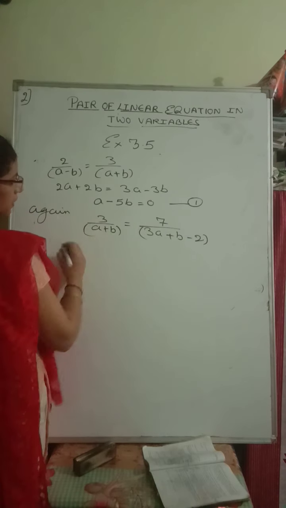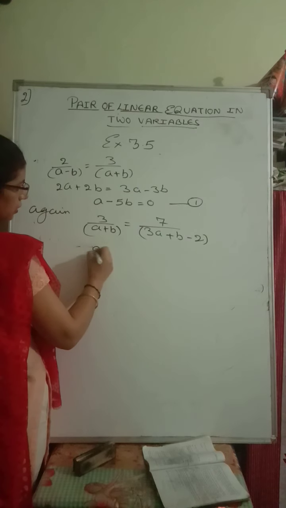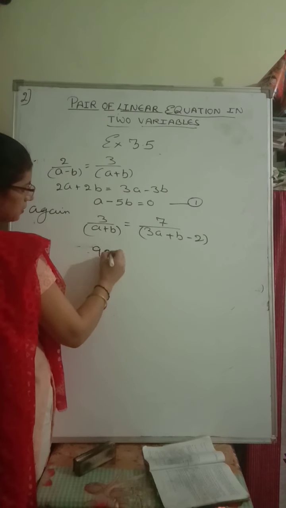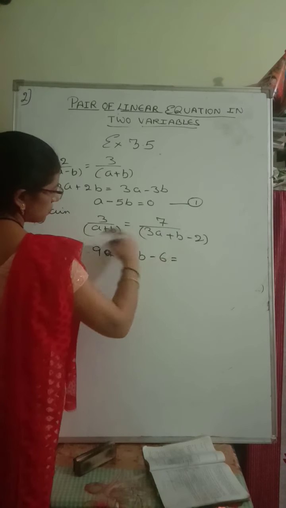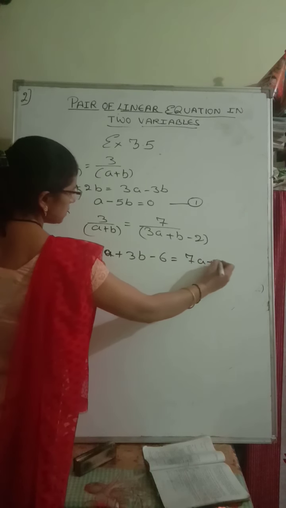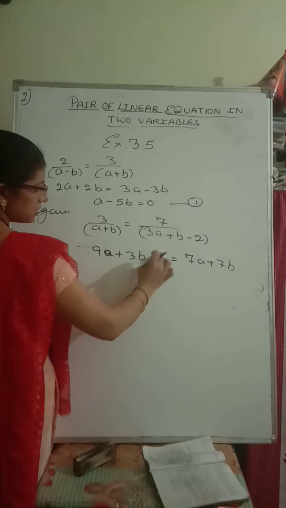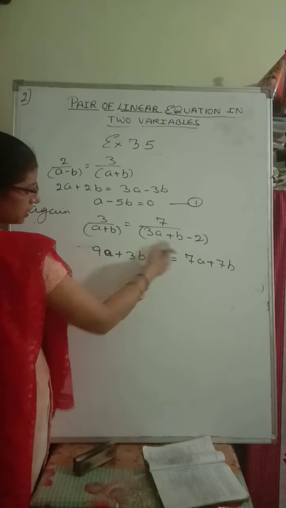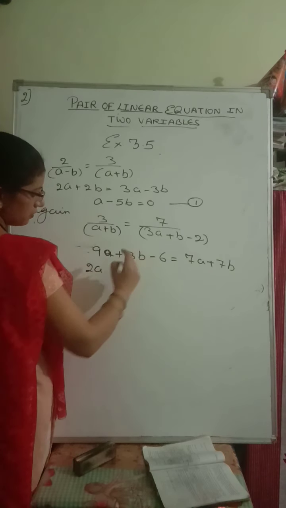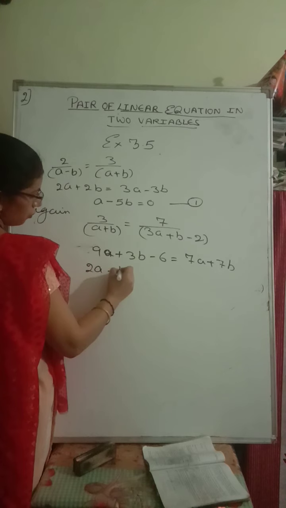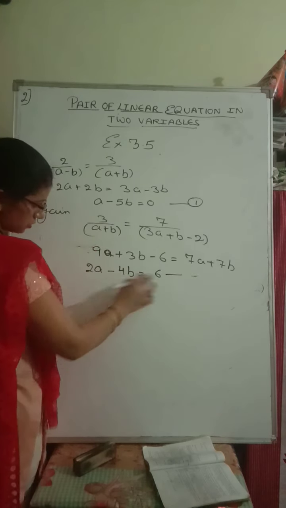So this way, 3 into 3, 3 3s are 9. Okay, 9a plus 3b minus 3 2s are 6 equals to 7a plus 7b. So bring all the terms this side and 6 that side. 9a minus 7a, 2a, 3b minus 7b, so minus 4b equals to plus 6. This is an equation, and I can solve it more.